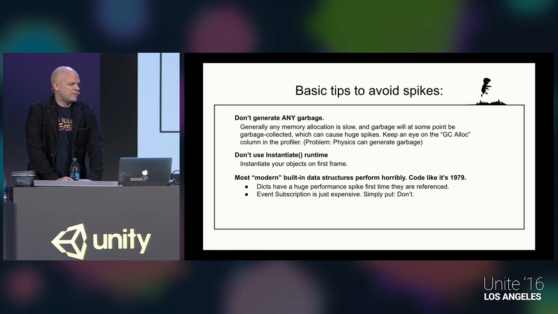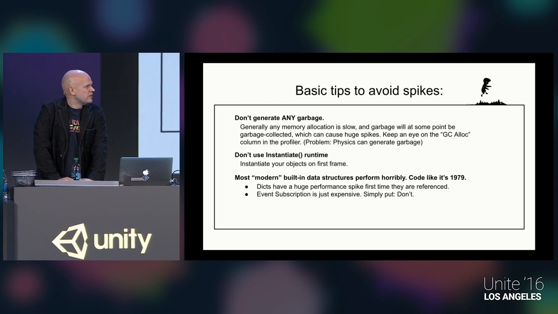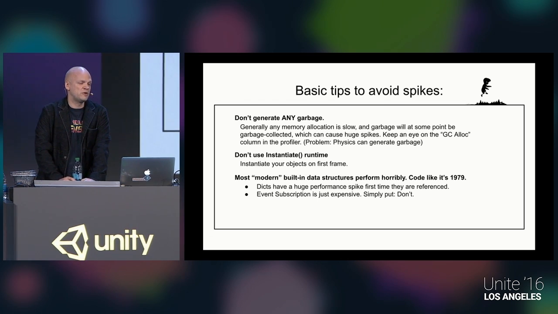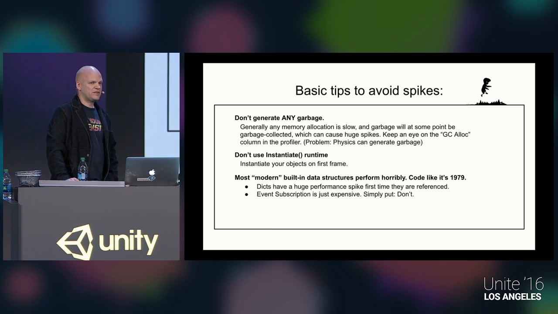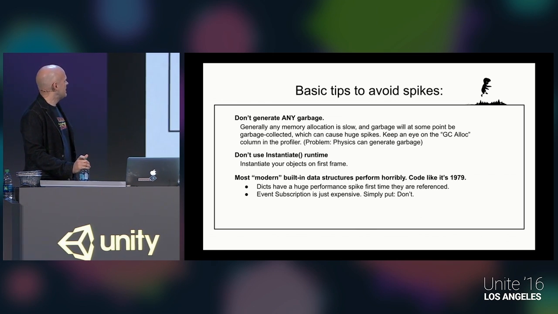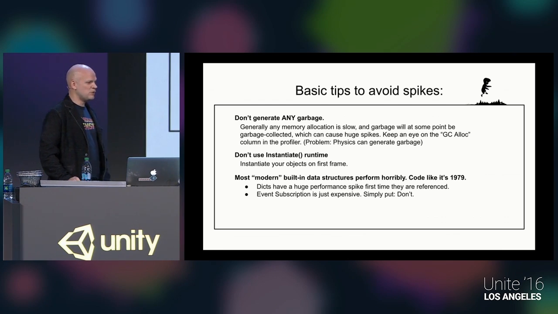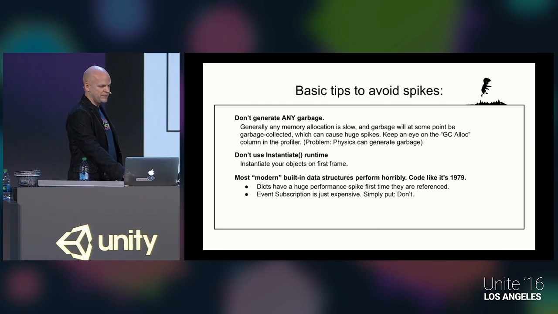What we found in C#, at least with the Mono we've been using so far, is that built-in data structures that are modern perform horribly. We found that the list was horrible. It doesn't look horrible anymore. We also found out that dicts have a really big cost the first time they're used, which we don't like for spikes. And event subscription is also extremely heavy. So use old-fashioned code if you want it to perform well.